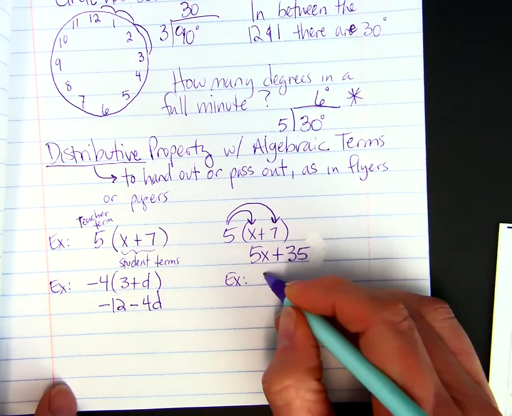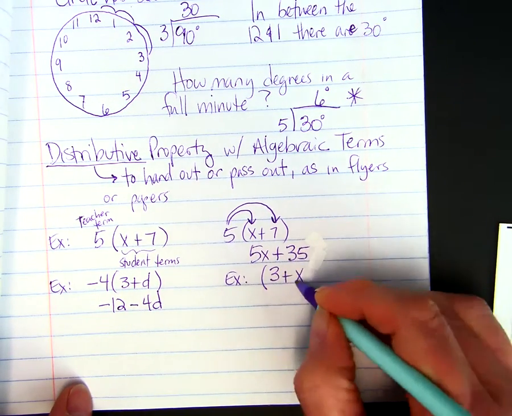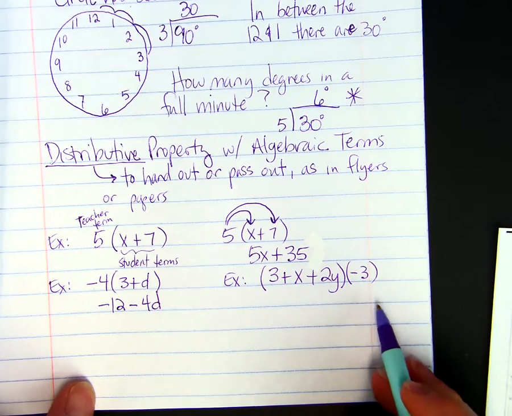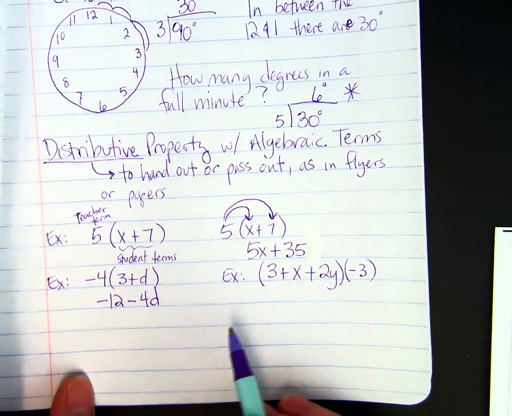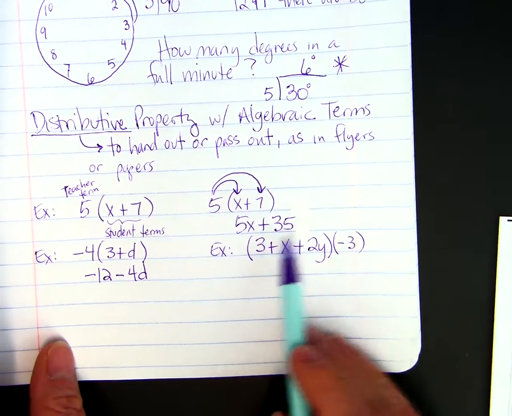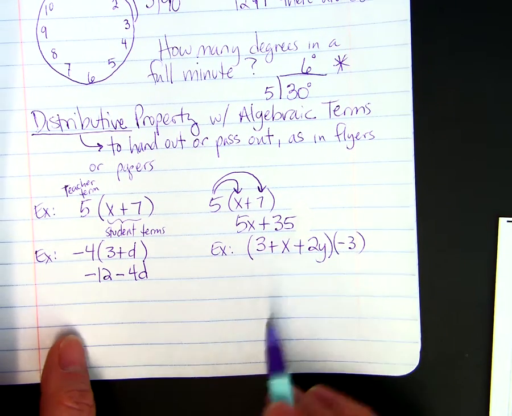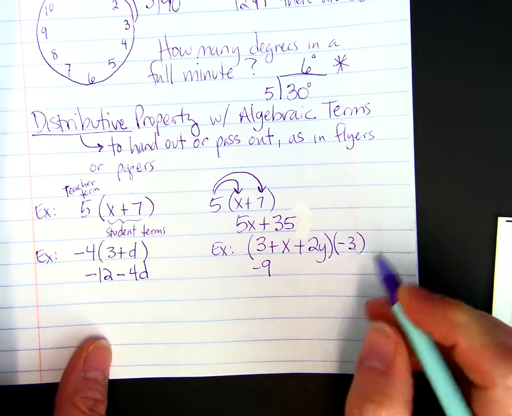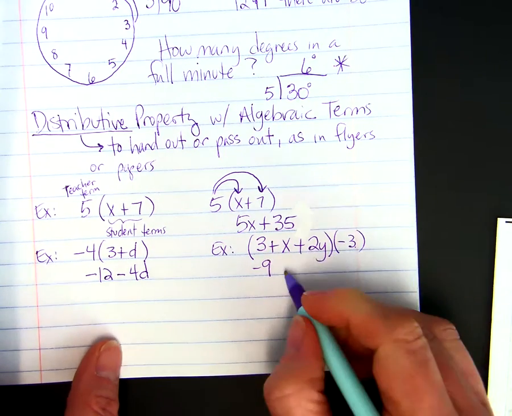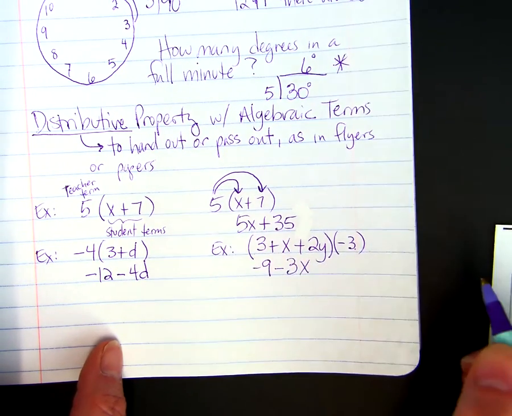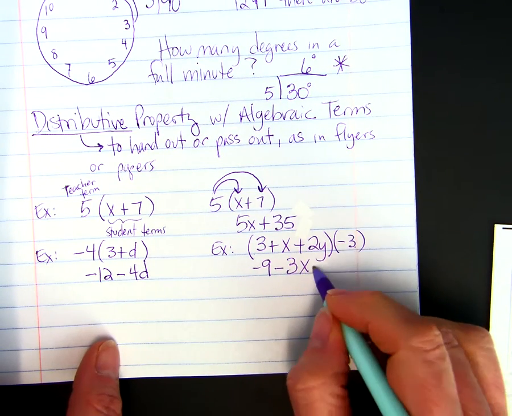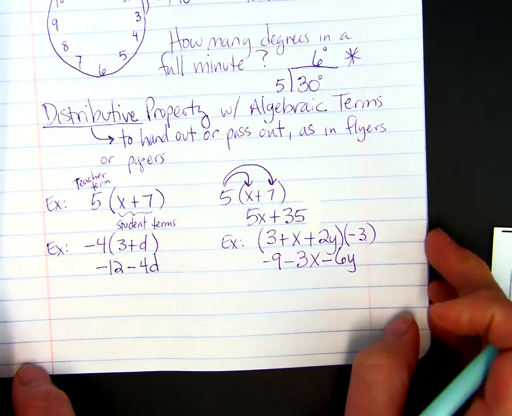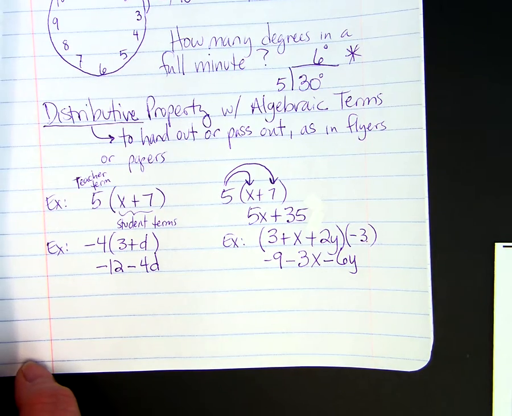And here's another example. In parentheses, 3 plus x plus 2y, and outside is a -3. Now, just because the teacher's standing on the other side of the classroom doesn't mean every student doesn't get the paper. So you want to make sure that you distribute and multiply by each one of the student terms. So -3 times 3 is -9. -3 times x is a -3x, so we just write a -3x. And -3 times a 2y is a -6y. So that's the distributive property. End of the lesson today.